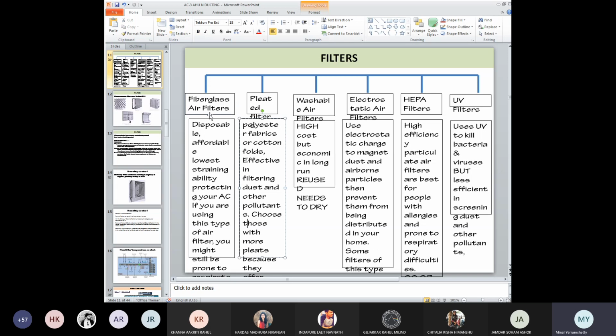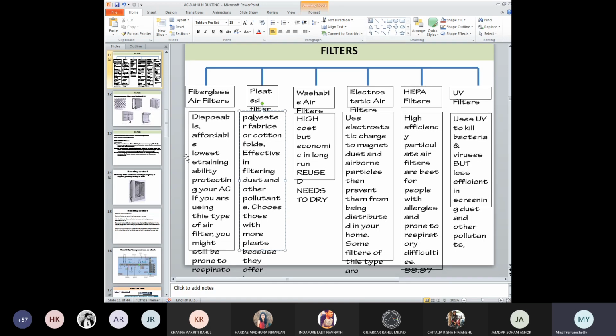So you can see fiberglass air filters. Fiberglass is that fine material. We also use fiberglass for acoustic reasons. Disposable, affordable, lowest straining ability. This is the most basic one. Only the big particles get stopped, everything else passes through. So you get all kinds of dirty air. Then you have a protection for your AC system. If you are using this type of air filter, you might still be prone to respiratory issues.